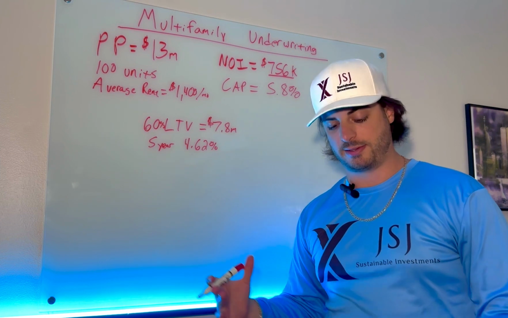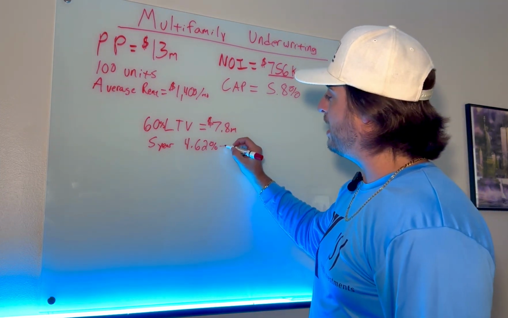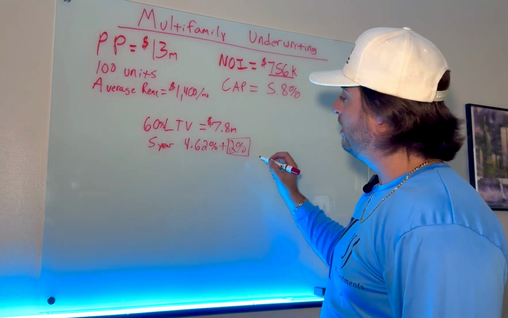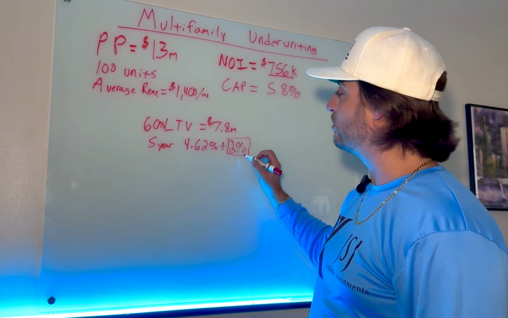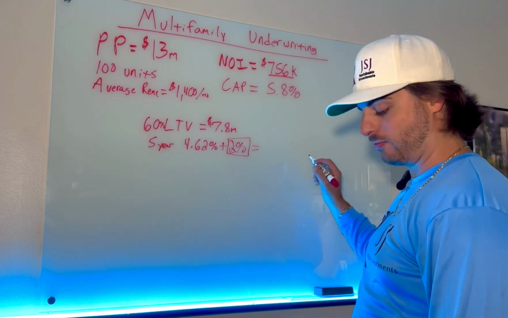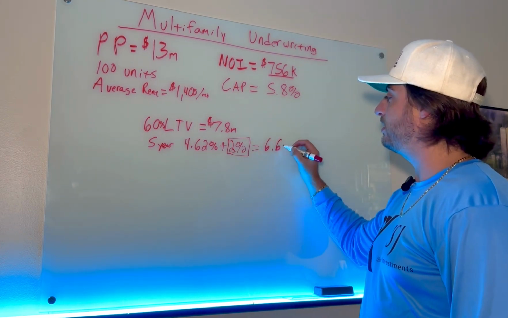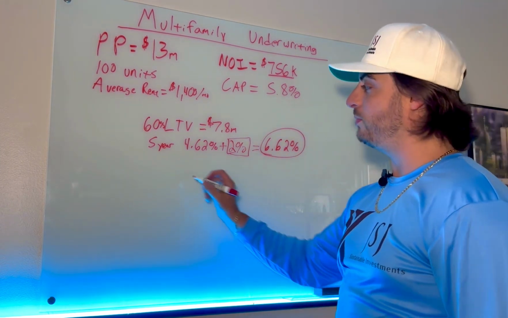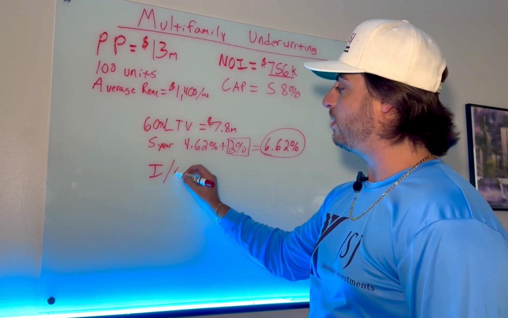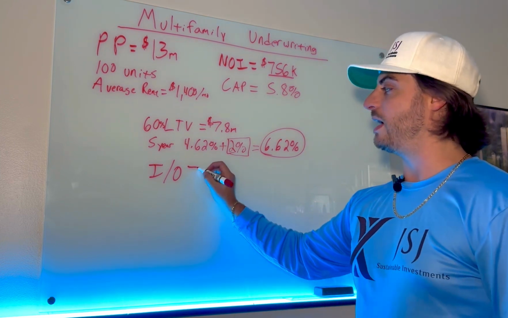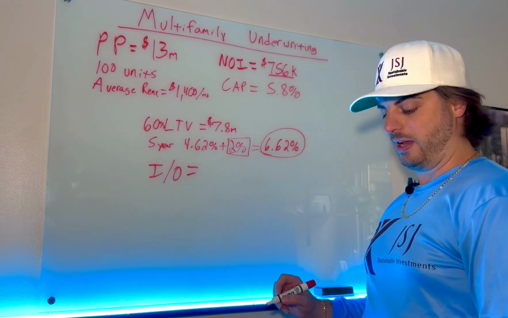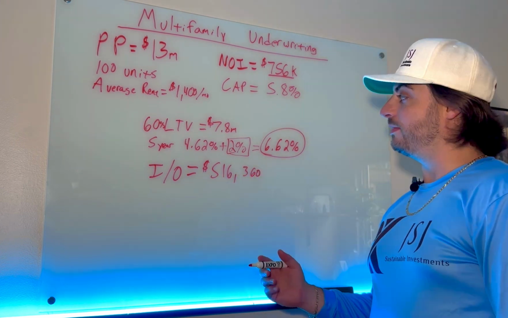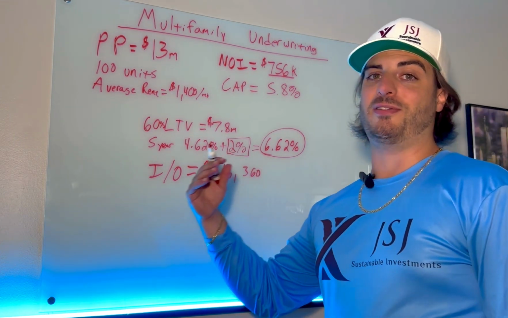Well, here's what happens. The bank is going to add a spread on top of that. Bankers always got to get paid. They're going to add 2% to your rate. So now your all-in rate is 6.62%. This is now your all-in interest rate. Now, if you were to get interest only on this loan, IO is interest only, your payment would be $516,360.